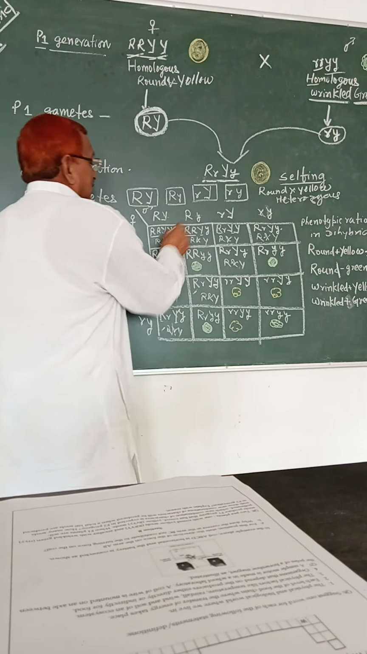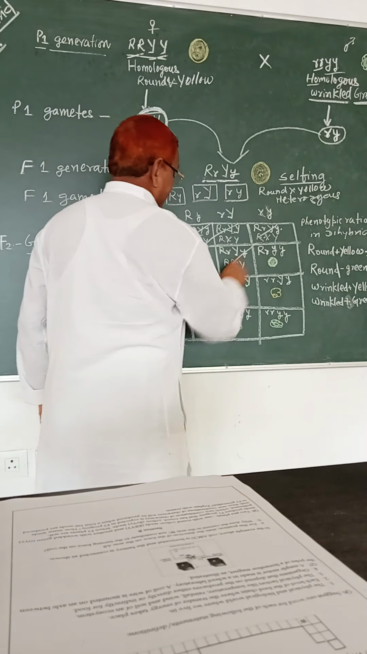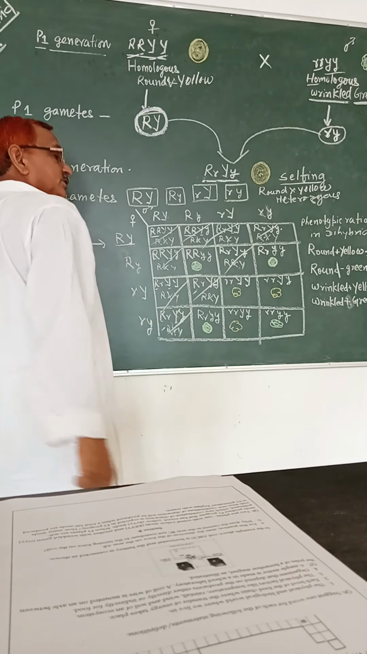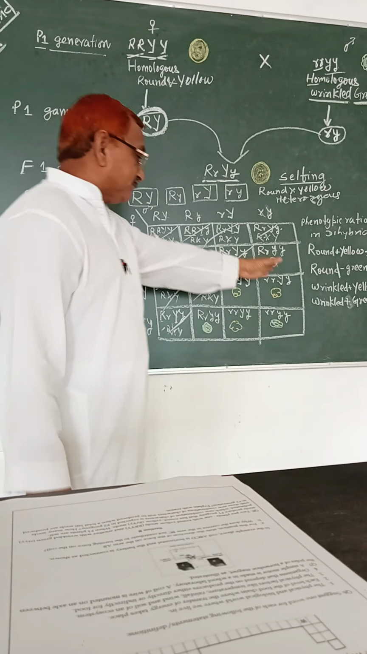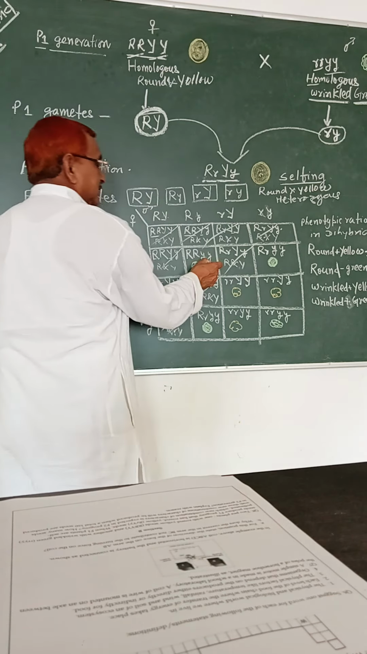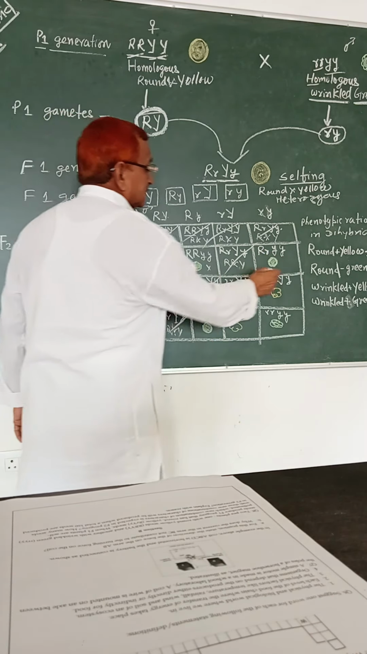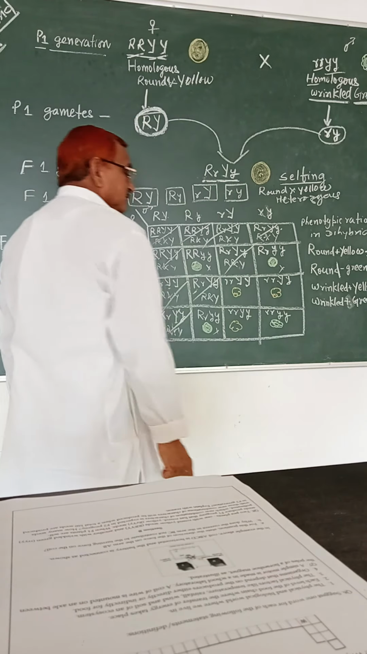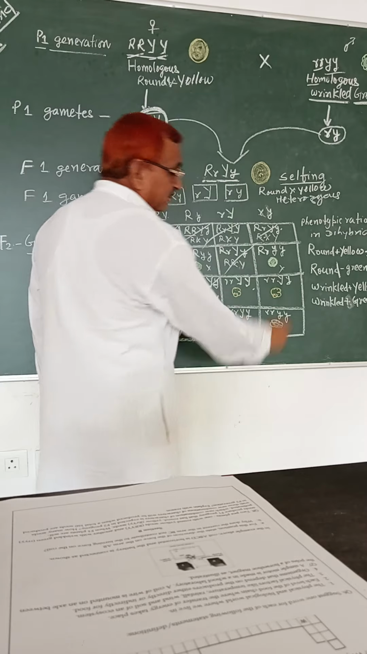If you do the cross like this, then these are removed from the board. Cut them with the help of a pencil. Now how many are there? When the left ones are considered, here round and green, round and green, round and green. So these three are round and green, and these three are yellow and wrinkled, which are new combinations.